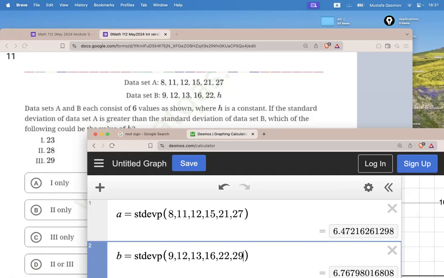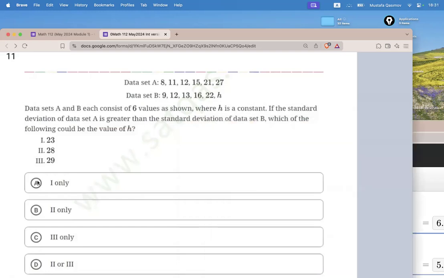And let's write 29. For 29, the second one will be greater than the first one. So for making B smaller, it has to be 23 only. Answer is only one, A.